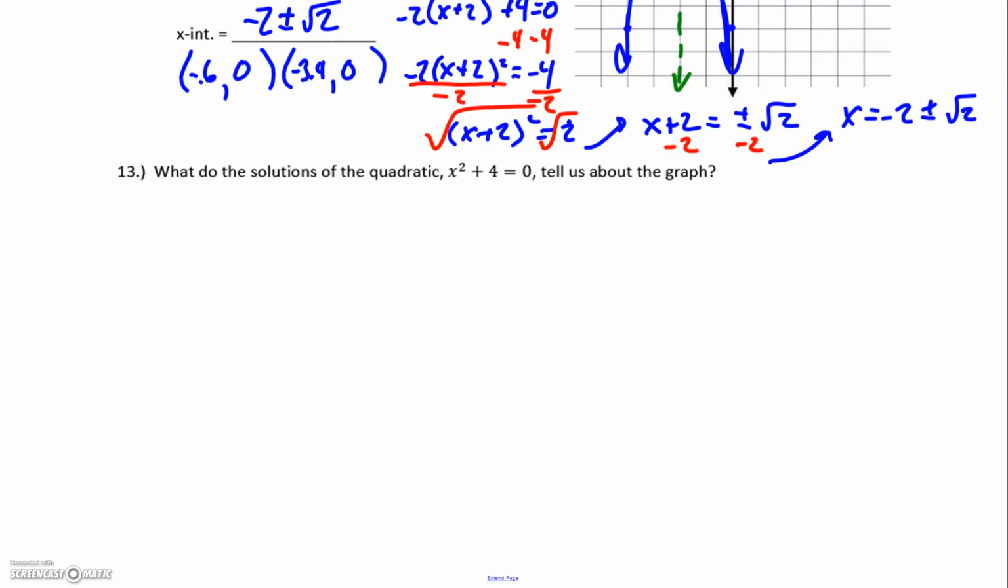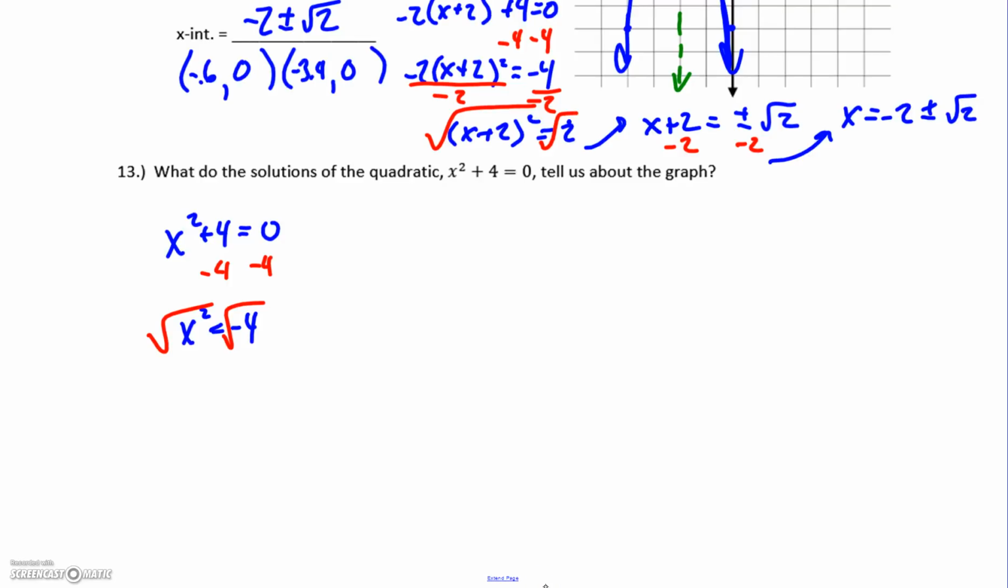Number 13 asks us to identify what the solution to this quadratic tells us about the graph. So the first thing we need to do is actually find the solution. If I take this off to the side, x squared plus 4 equals 0, I'm going to solve this for x using my square root. So I'm going to subtract the 4 from each side. That's going to give me x squared equals negative 4. And now from here I'm going to take the square root of each side.